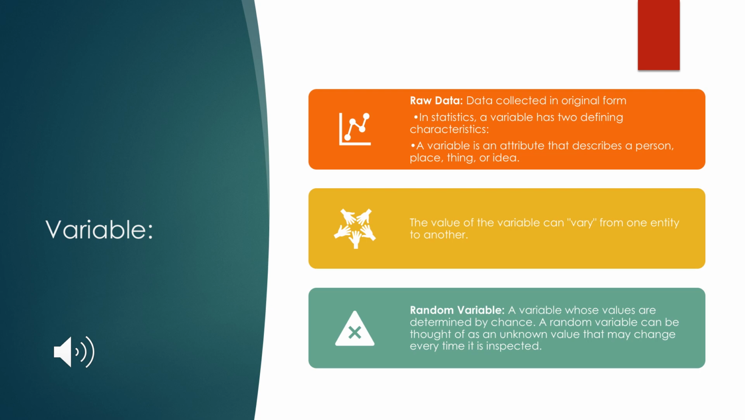So from entity to entity the variable may change, whereas a random variable is one whose values are determined by chance. For example, if you are flipping a coin, you may get heads or you may get tails. However many times you flip, there are chances of getting heads or tails. That is a random variable. The value can change every time you inspect it. Every time you flip a coin, there is a chance of getting heads or tails. That is a random variable.